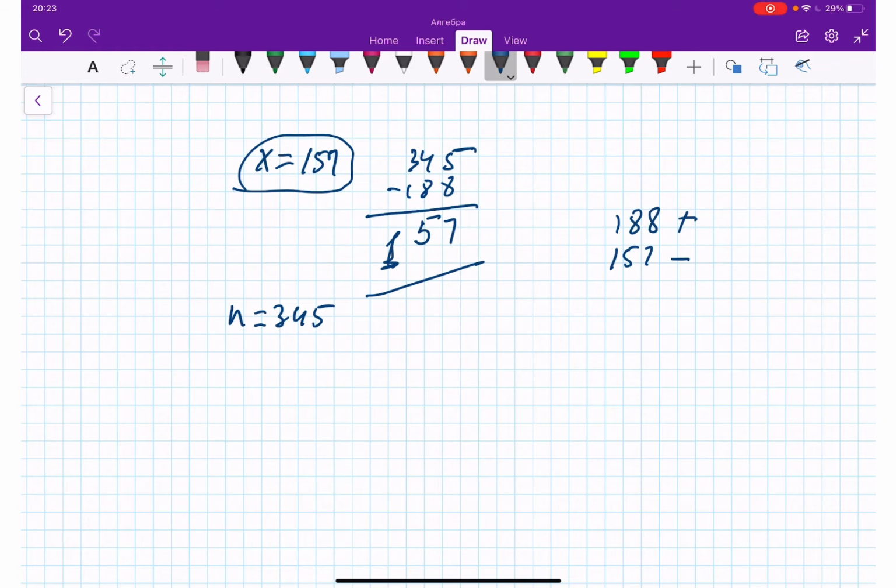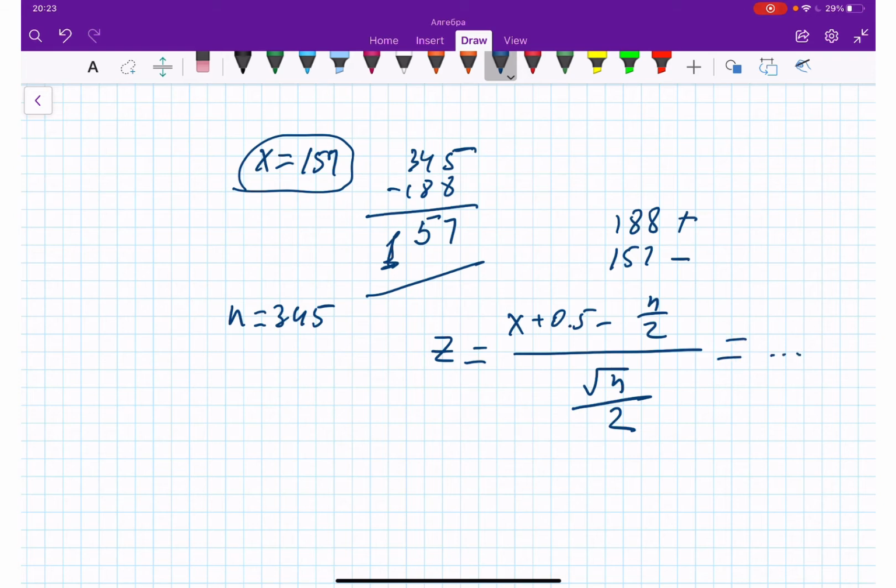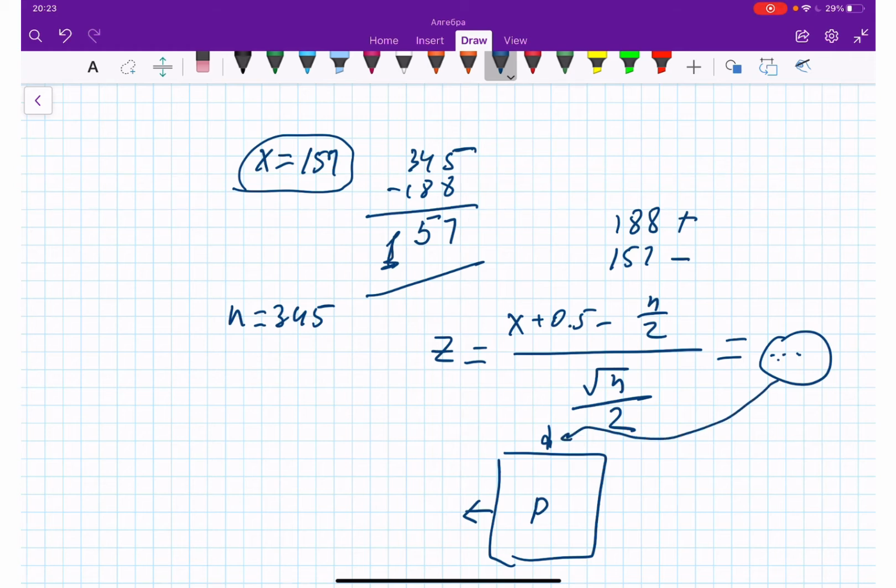Therefore, having x and having n, you can find the z-score, and I'm not going to write it down again because you have it. I'll just write down the formula: x plus 0.5 minus n over 2, divided by the square root of n over 2. Whatever you get, positive or negative, most likely it's going to be negative. You're going to go to the p-value and get your p-value based on the z-score.